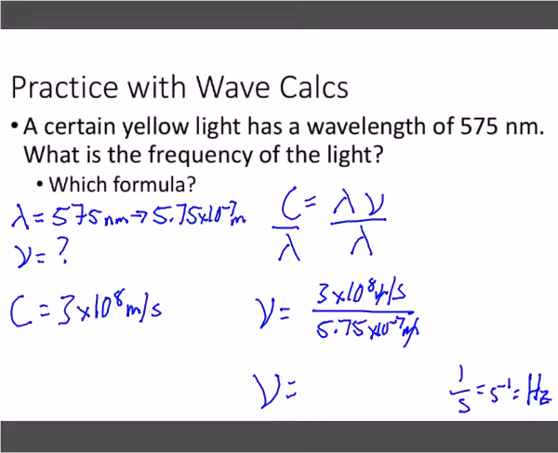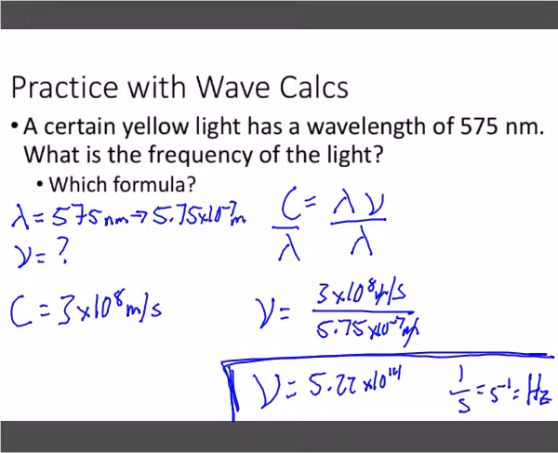Do the math. You're going to have to plug it into the calculator the way that I taught you using the EE function. So go ahead and do that right now. So when you do the math, it's 5.22 times 10 to the 14th, 1 over seconds, seconds to the minus 1, or hertz.